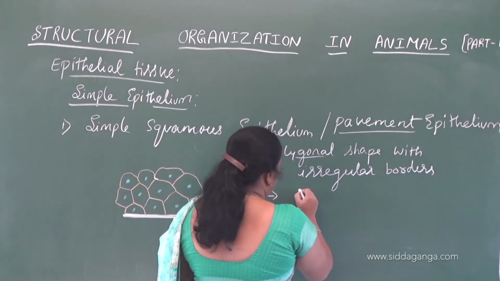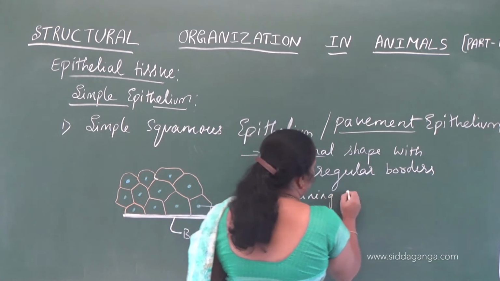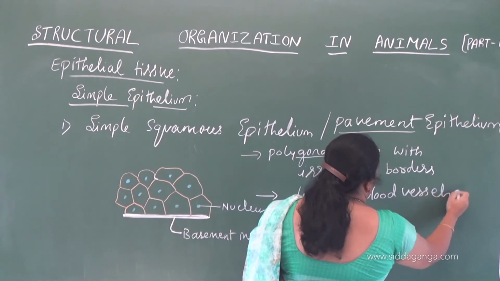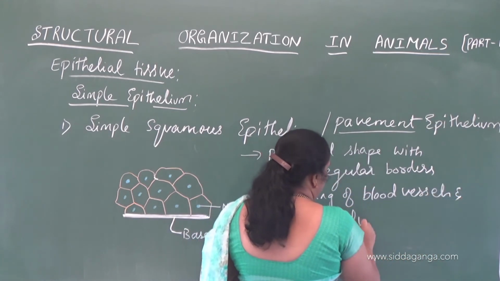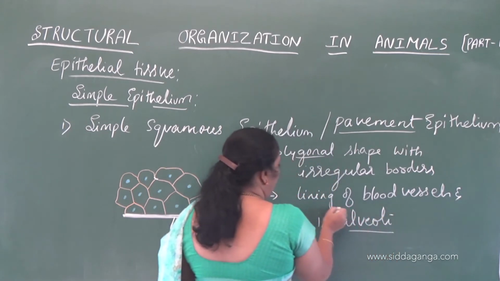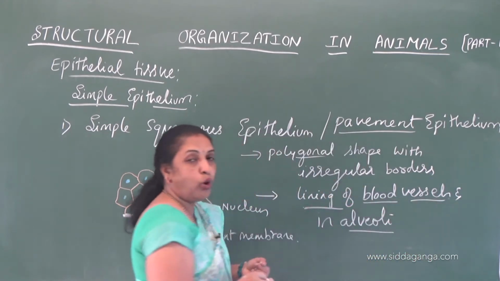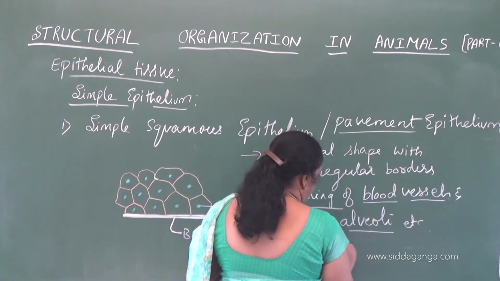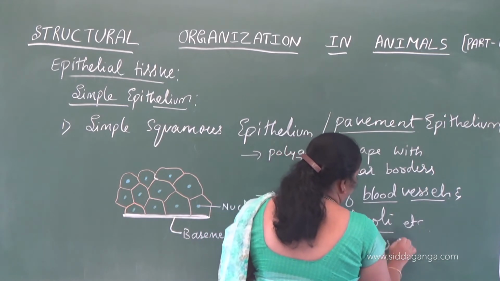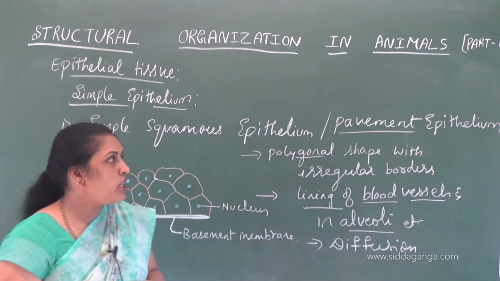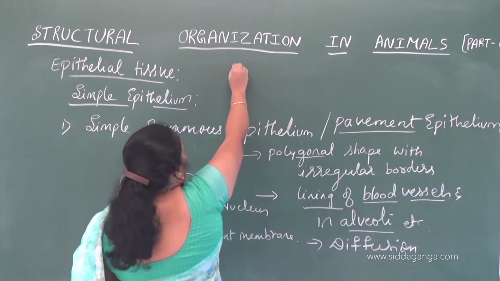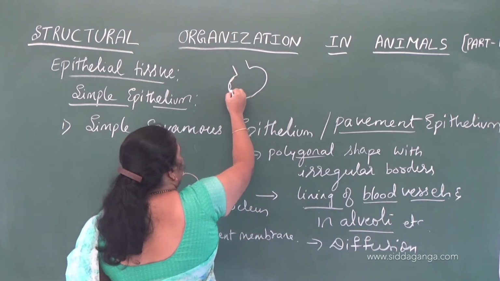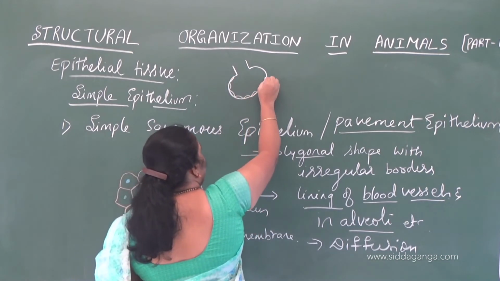This epithelium is seen in the lining of blood vessels and in alveoli, etc. Its main function is diffusion of substances. Suppose this is an alveoli. This alveoli is lined by simple squamous epithelium.